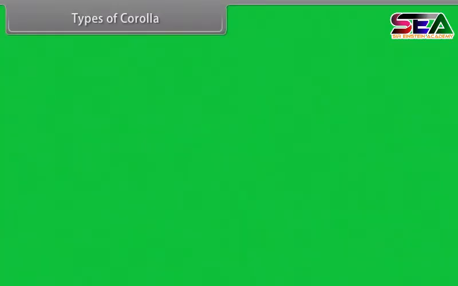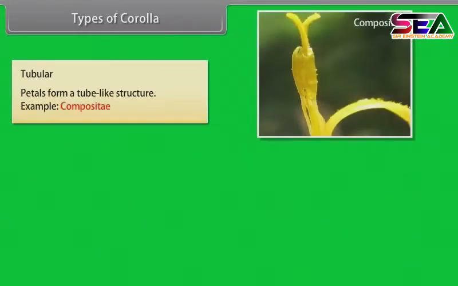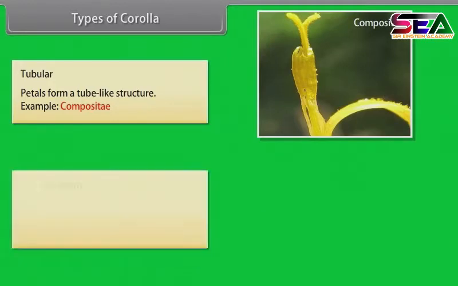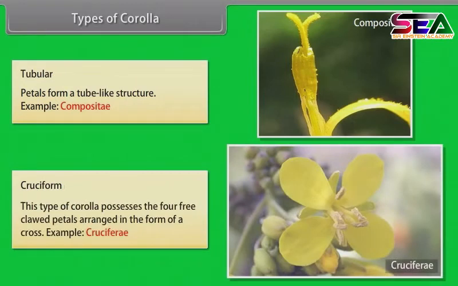Types of corolla. Tubular. Petals form a tube-like structure. Example, compositae. Cruciform. This type of corolla possesses 4 free petals arranged in the form of a cross. Example, cruciferae.